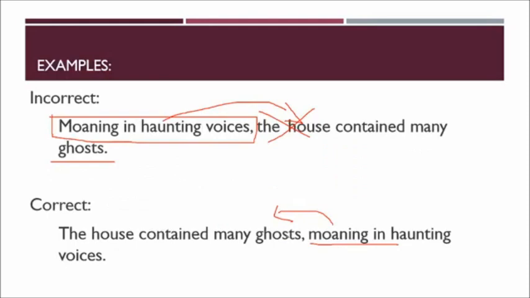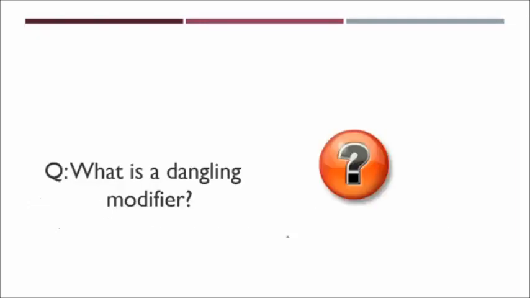Again, to correct a misplaced modifier, you need to first find the modifying phrase or the modifier. Next, find the word that is being modified and put it side by side. Place the modifier and the word that is being modified side by side, beside each other. Alright. Now let's proceed to the dangling modifier.